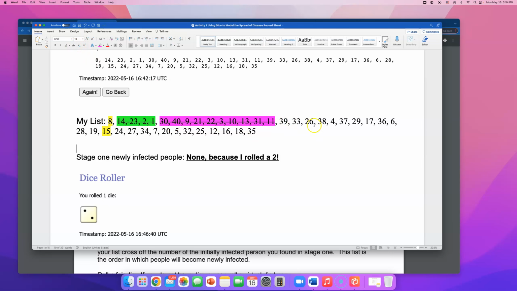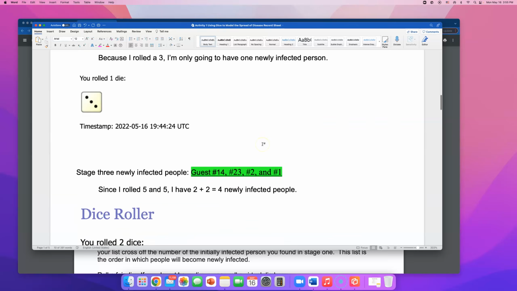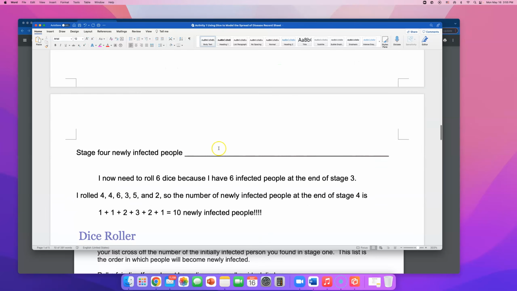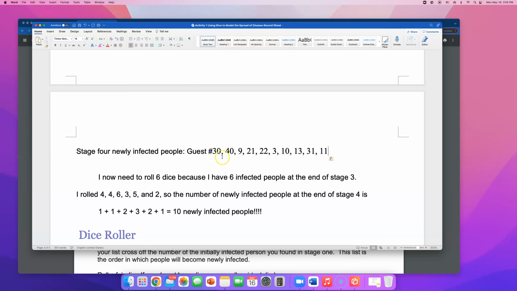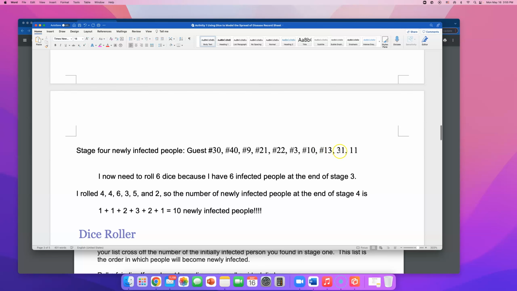Hey, we still have some healthy guests in this party though. I think we're going to end up infecting all of them. So stage 4 newly infected people are guest number 30, number 40. Hold on a second, guys. Who is guest number 40? Oh no, that's me. I am sick now. Are you guys surviving this infection? Okay, so these are the newly sick people now.